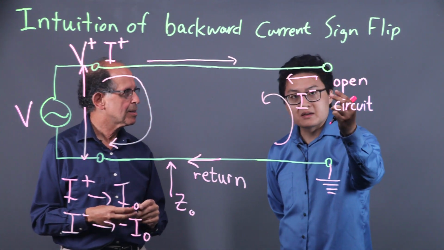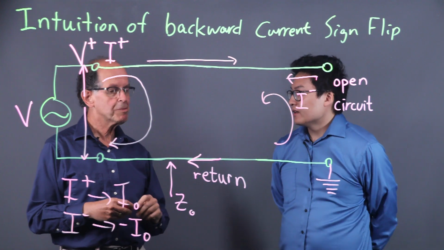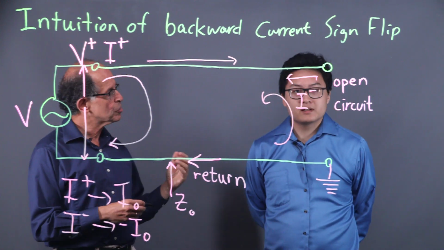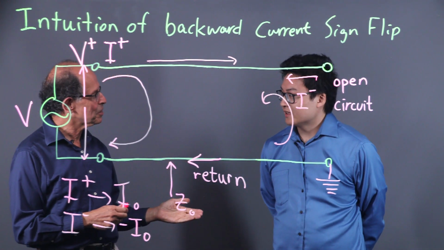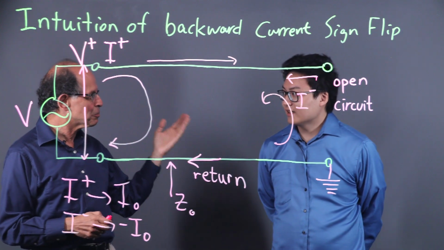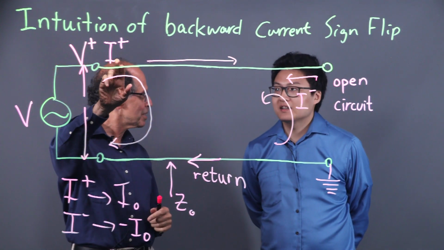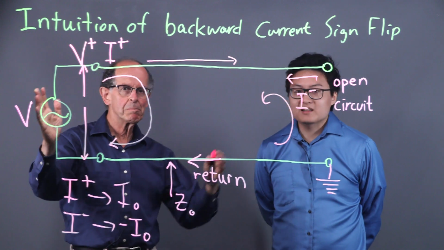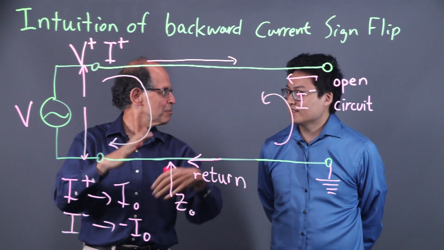So it's a reflected wave. It's a reflected current wave. So are you telling me that the reflected current wave is generated with an amplitude the negative of the incident wave? Yeah. And both waves are traveling back and forth.